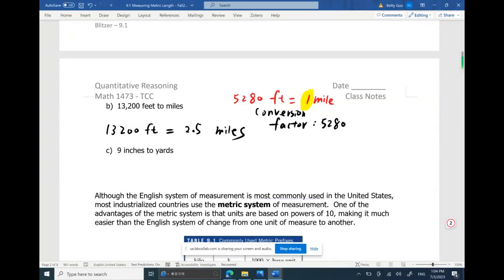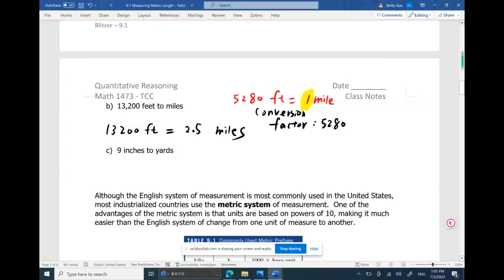And that's all you need to know. Then you're going to either multiply the given number in front of the first unit by, or divide by, the factor to get the number that you want.